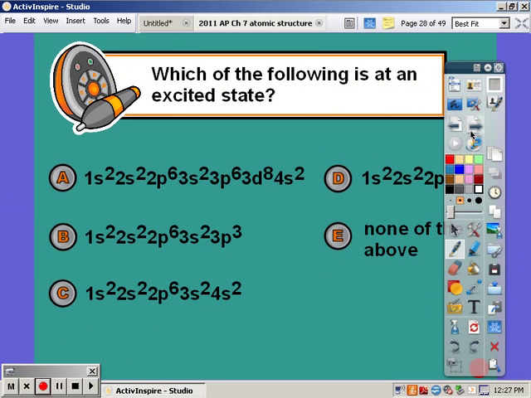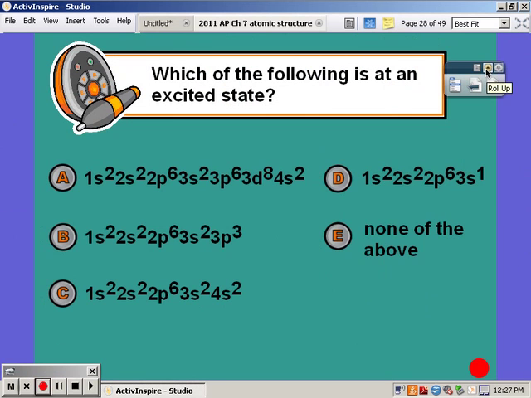It says, which of the following is an excited state? An excited state means that an energy level was skipped. Be careful because some are just out of order, but they're not skipped. Go ahead and pause the video and see if you can figure out the excited state one.